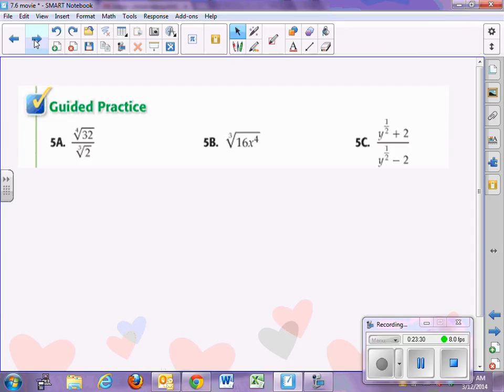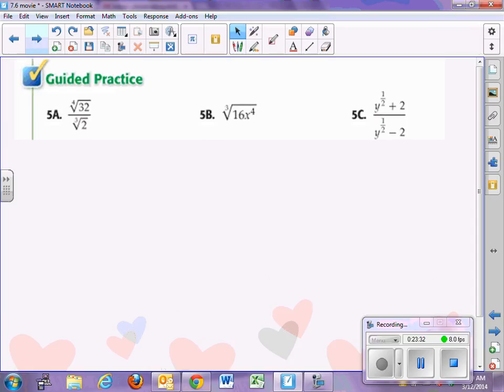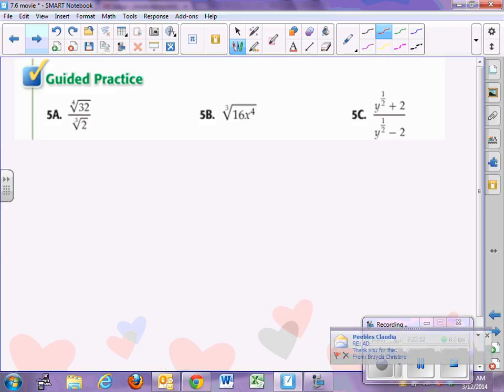All right, let's try these. Go ahead and pause the recording. Do all three of these like the ones we just did, and then play the recording. Okay. Except for number 5A. You might need help. It's a little different than the other one.